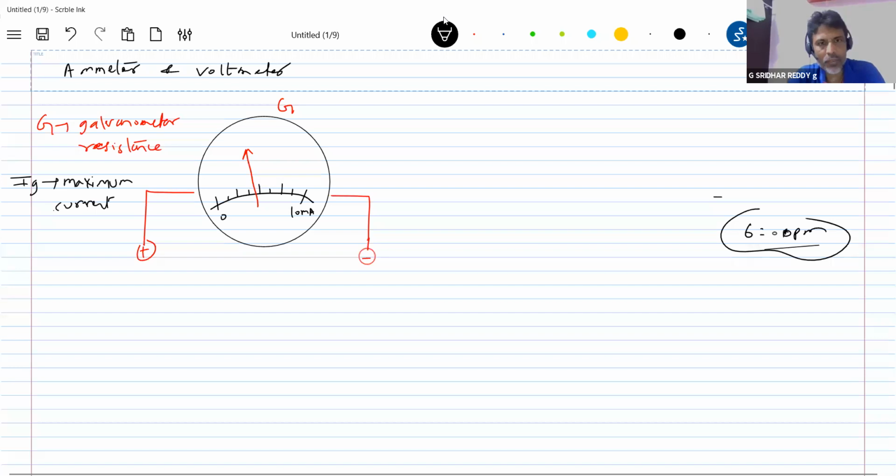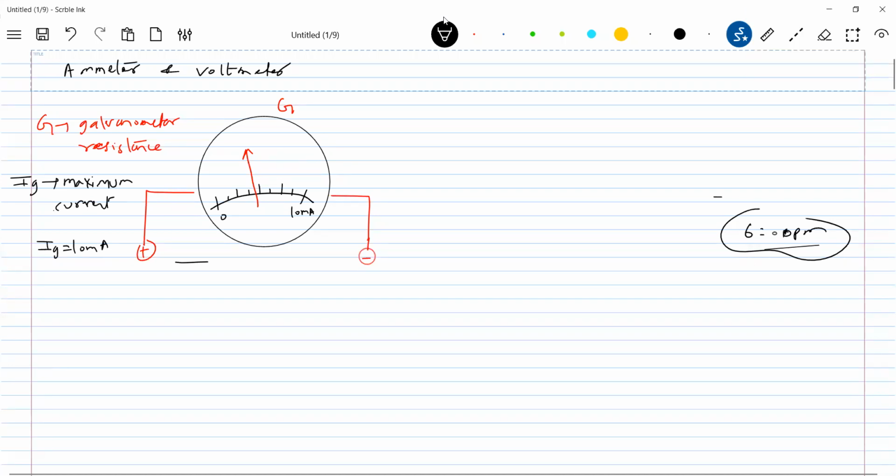So how to find the IG value? Looking at the scale, what is the maximum permitted value of current to the galvanometer? In the scale, it will be mentioned. The maximum is 10 milliampere. So now what will happen? We can put IG equal to 10 milliampere.